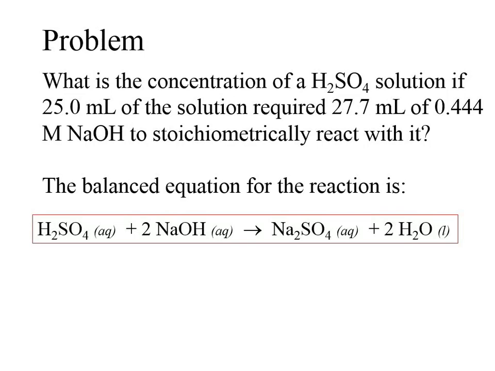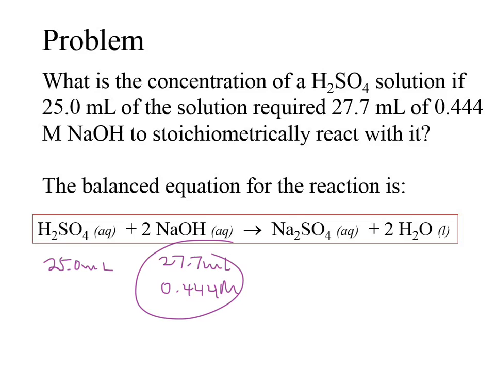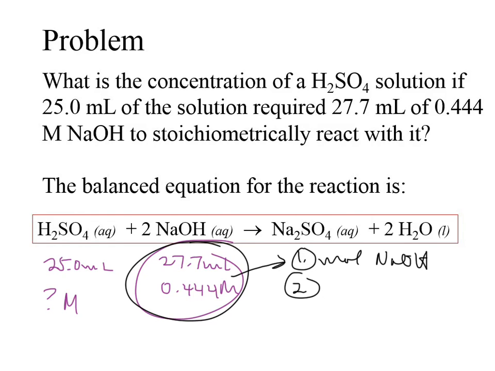So you got the 25.0 milliliters, and you got the 27.7 milliliters. And you got the 0.444 molar. So stepwise, question mark M over the H2SO4. You're going to see on the next few slides, I am going to take this volume and this concentration to get to moles of NaOH. Second step, I'm going to use stoichiometry to get to moles of H2SO4 using stoich.